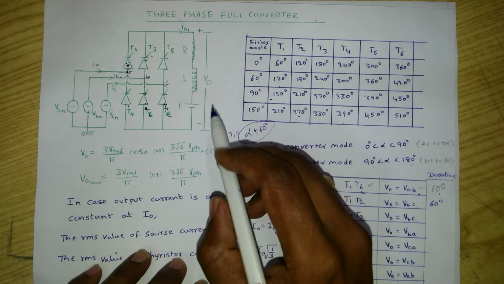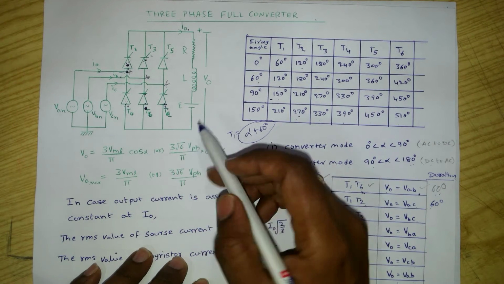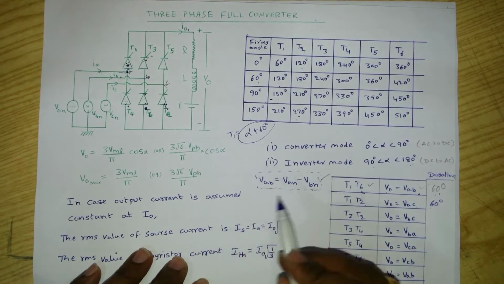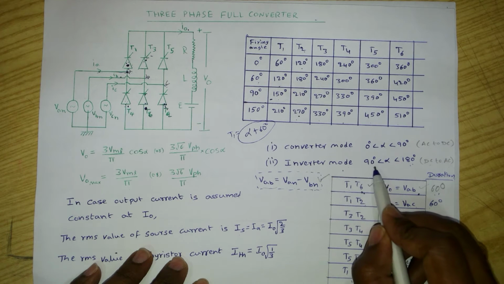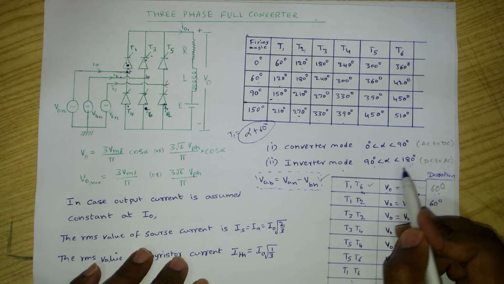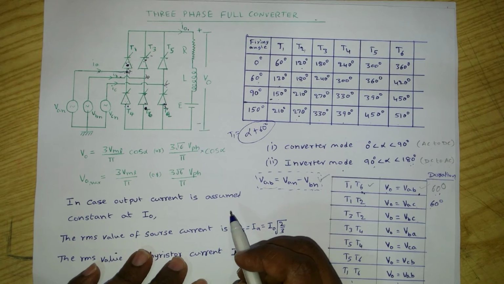Hi, this is the three-phase full converter. We will now see the three-phase full converter in inverting mode. For firing angle 90 to 180 degrees, the full converter acts as an inverter.